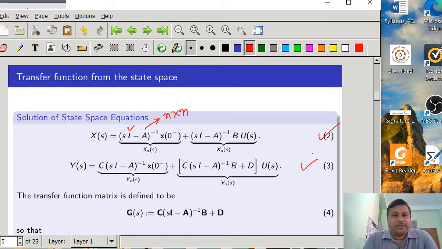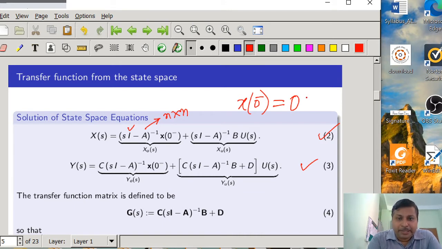Now from the definition of the transfer function, we know that it is the ratio of the Laplace transform of output to the input, assuming all initial conditions are 0. If you look at the output equation carefully, you will find two separate terms, Y0(s) plus Yu(s). Y0(s) is associated with the initial condition and Yu(s) is associated with the input. So according to the definition, we have to assume all initial conditions are equal to 0. So if we assume that x(0-) is equal to 0, don't be confused with this 0.